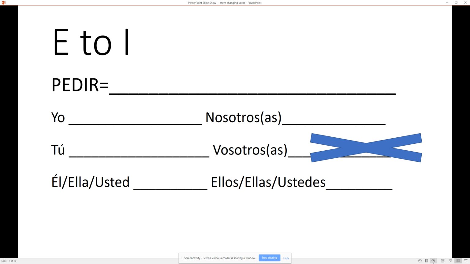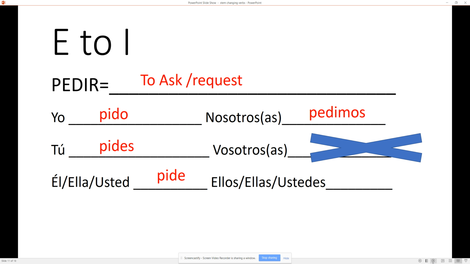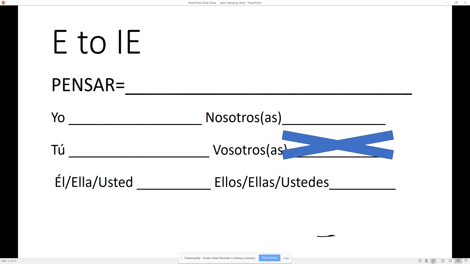Now, these are much less common. However, E to I, we have pedir. This is to ask or to request something. We're going to use this when we ask in a restaurante for a glass of water. So yo pido, tú pides, él pide, nosotros pedimos, and piden. And I ask students to circle servir. So yo sirvo, or el restaurante sirve pizza. So the restaurant serves pizza.